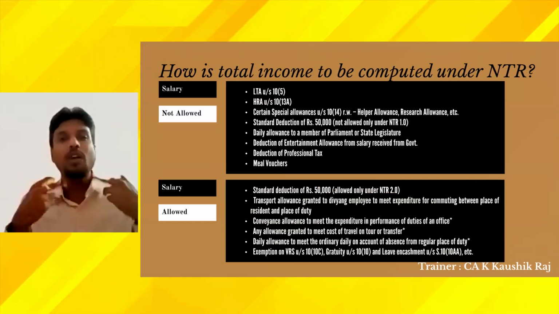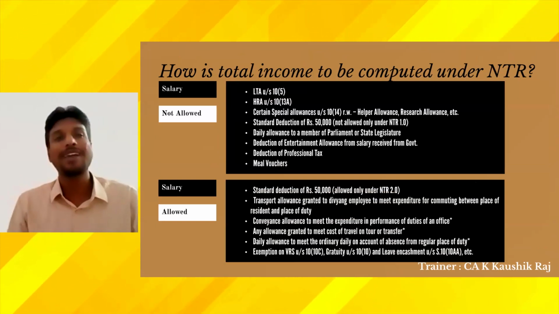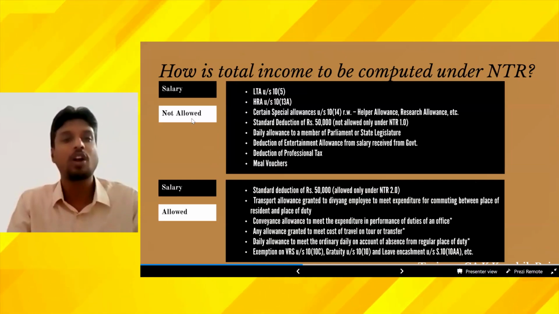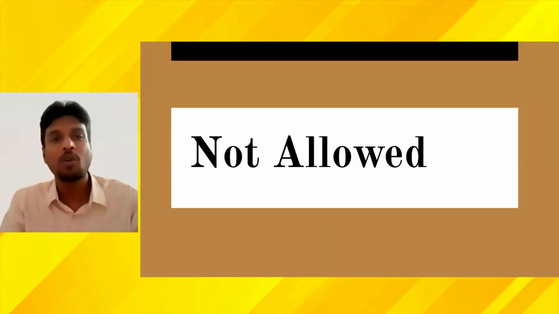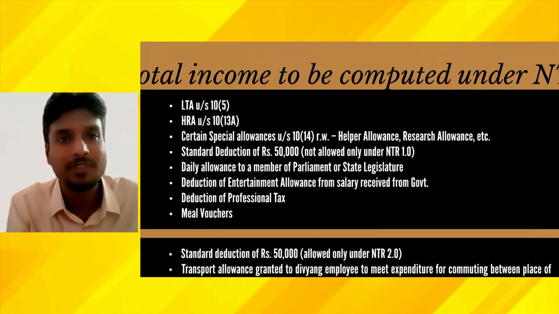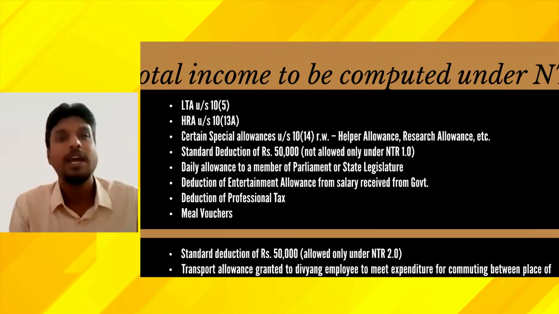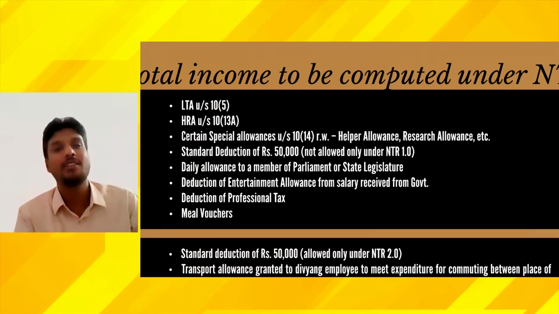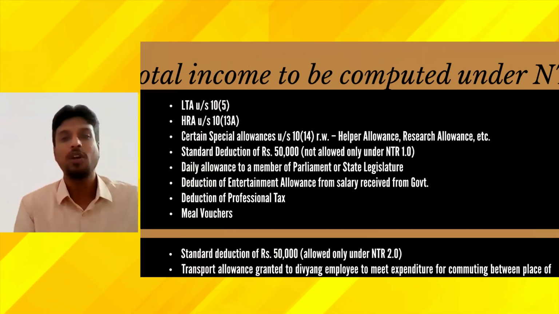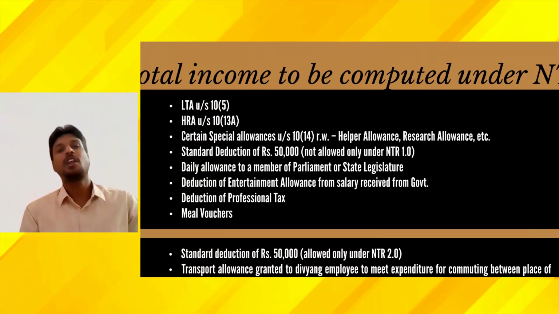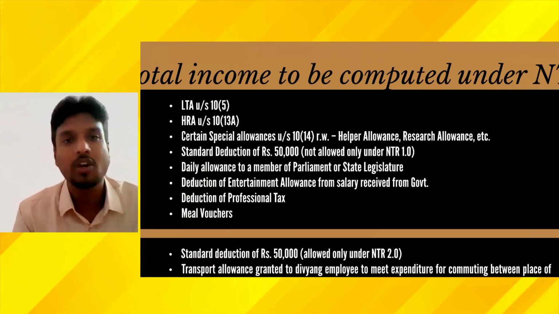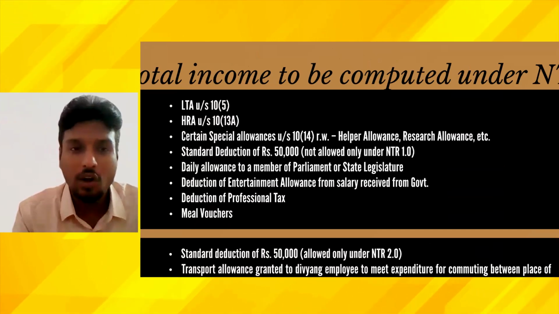Under salary, what is allowed and what is not allowed under new tax regime? Let's quickly focus on what is not allowed. The LTA, leave travel allowance, under section 10 subsection 5 is not allowed. House rent allowance under section 10 subsection 13A is not allowed. Certain special allowances under section 10 subsection 14, like helper allowance, research allowance, education allowance, are not at all allowed. Standard deduction of rupees 50,000 is not allowed under new tax regime 1.0.